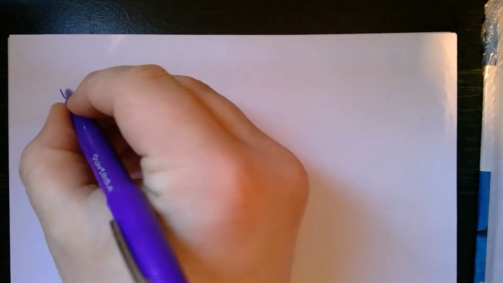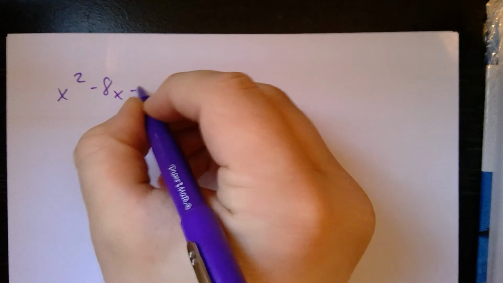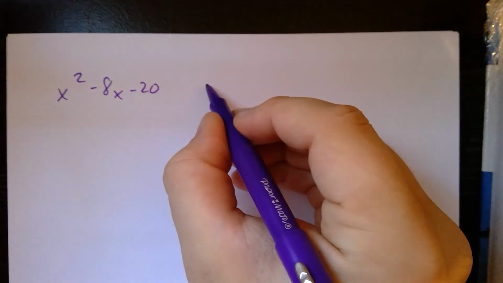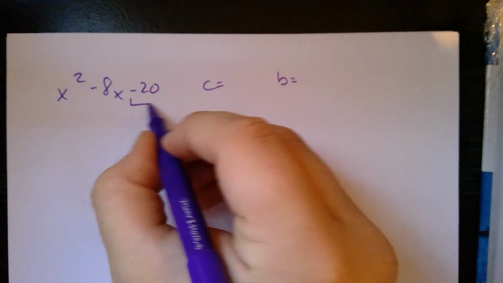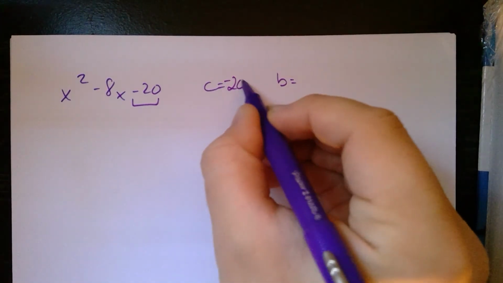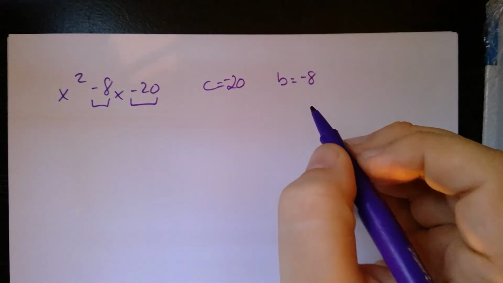All right. Our last one that we're going to look at also includes negatives. X squared minus 8x minus 20. And then once again, we have to find c and b. And so c is our last term, negative 20. And b is our middle term, negative 8. Got to keep those negatives there.